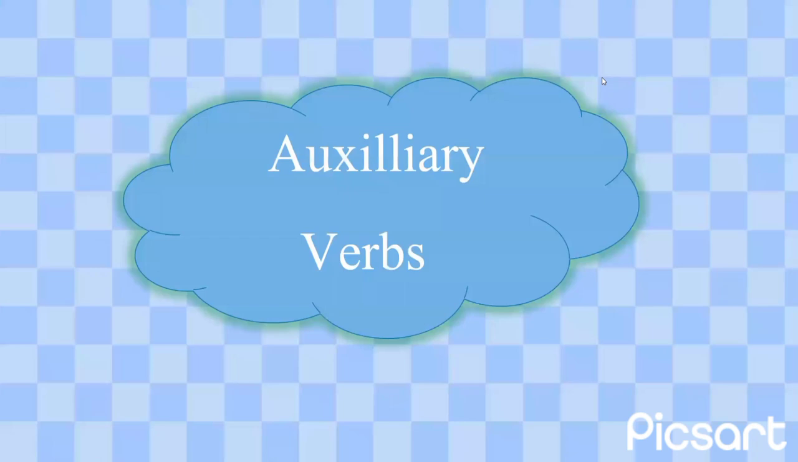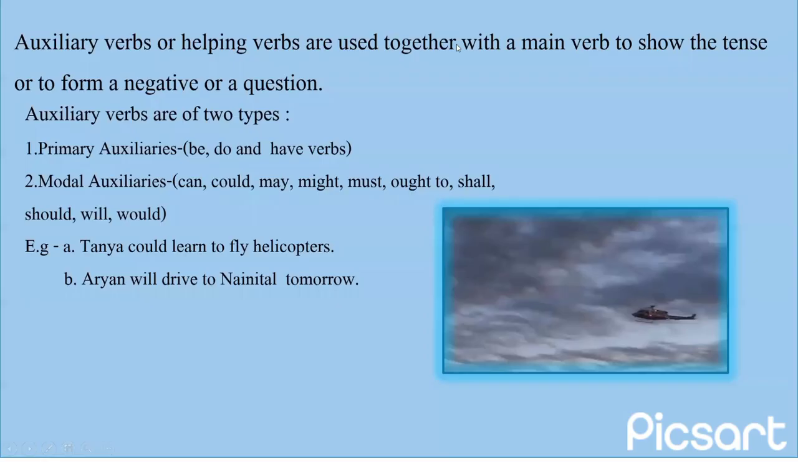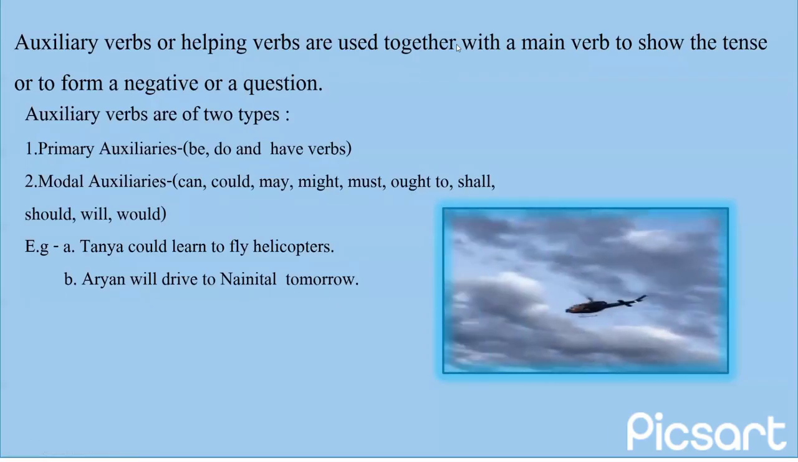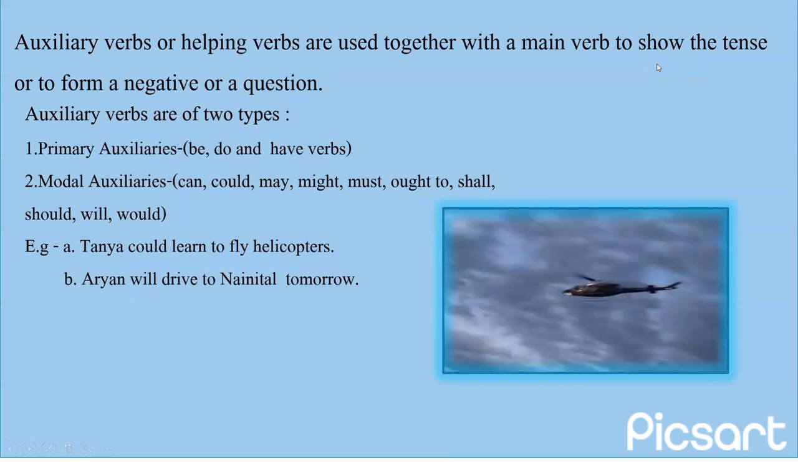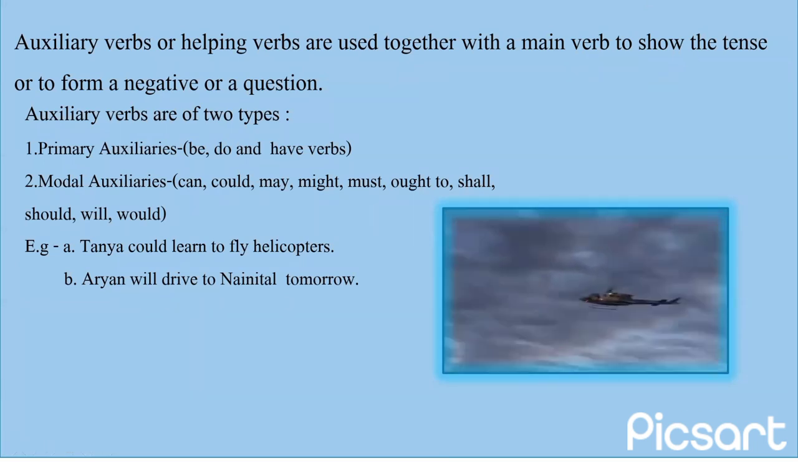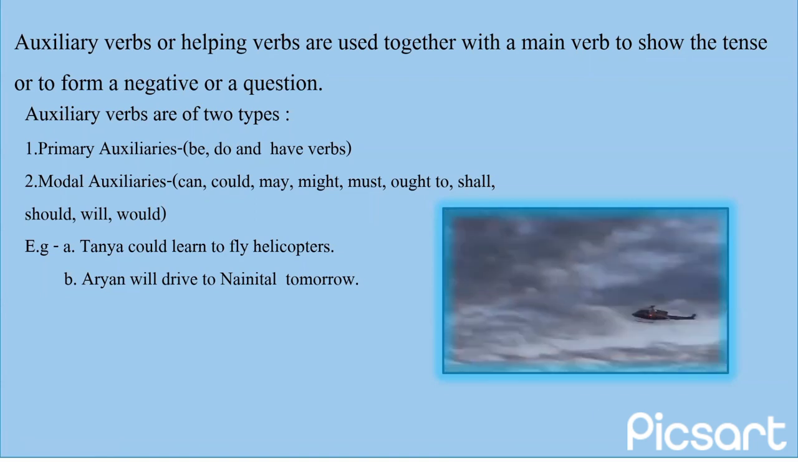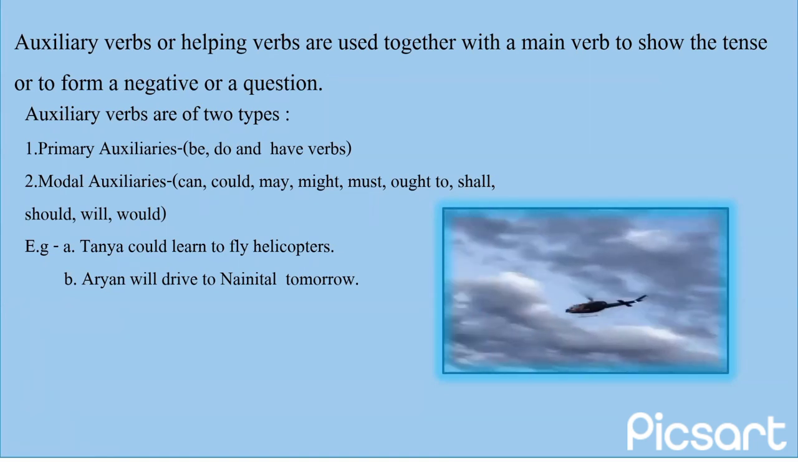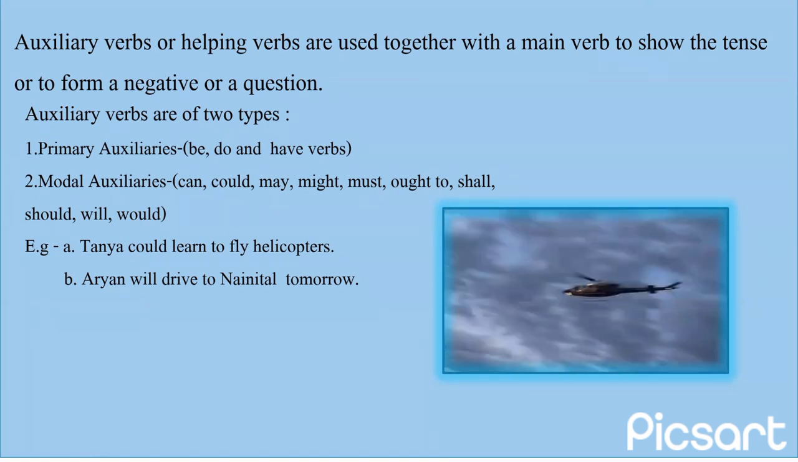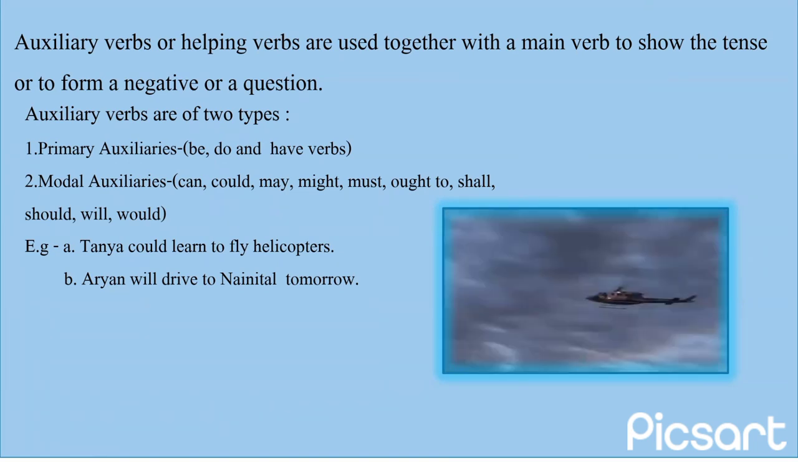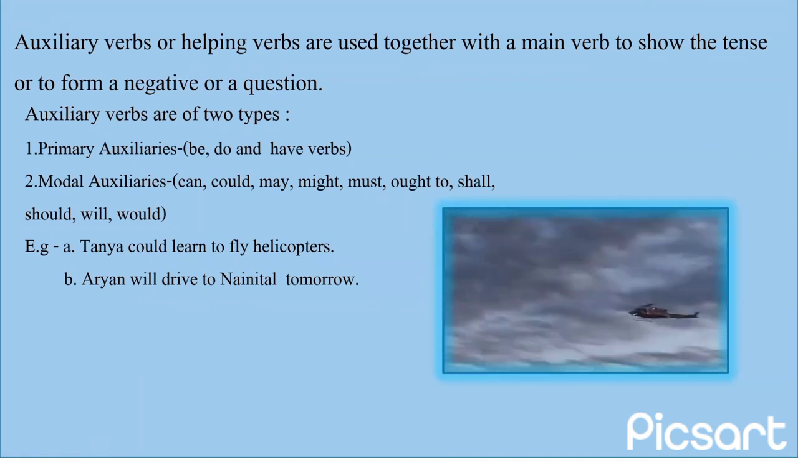Auxiliary verbs, also called helping verbs, are used together with the main verbs to create different verb tenses, ask questions, form negatives, and express possibility or necessity. There are two types of auxiliary verbs, primary auxiliary verbs and modal auxiliary verbs. Number 1 is primary auxiliary verbs. Primary auxiliary verbs are used to create verb tenses. The three primary auxiliary verbs are be, have, and do.